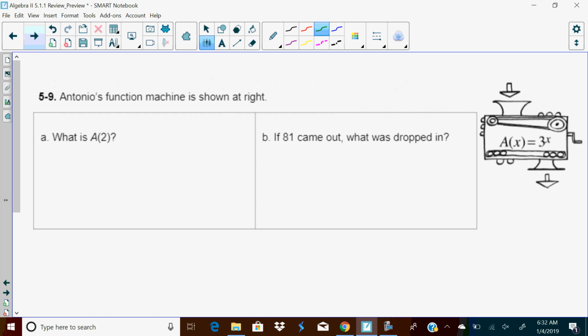Problem 5-9 says Antonio's function machine is shown at right. What is a of 2? So if I plug in 2 for x, I'm going to get 3 to the second power, which is 9.